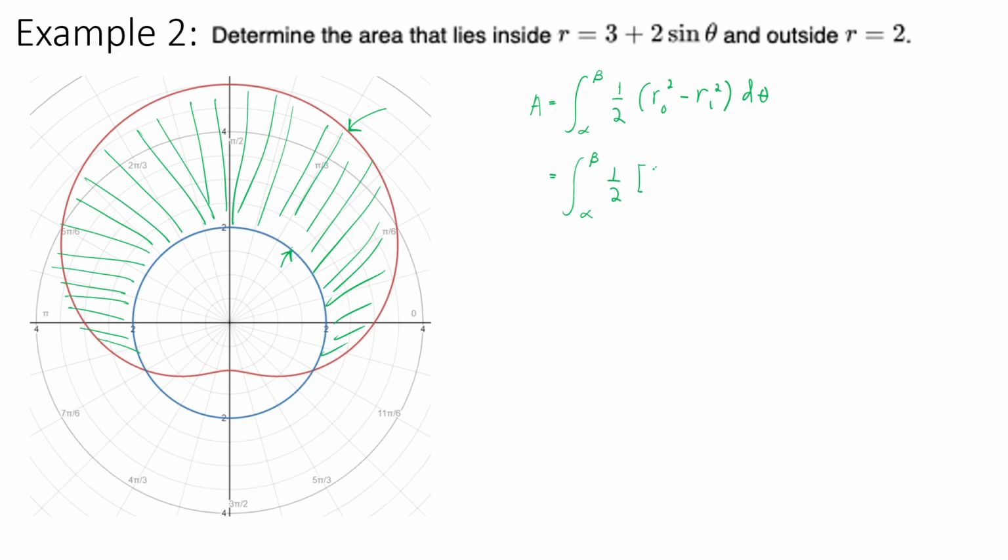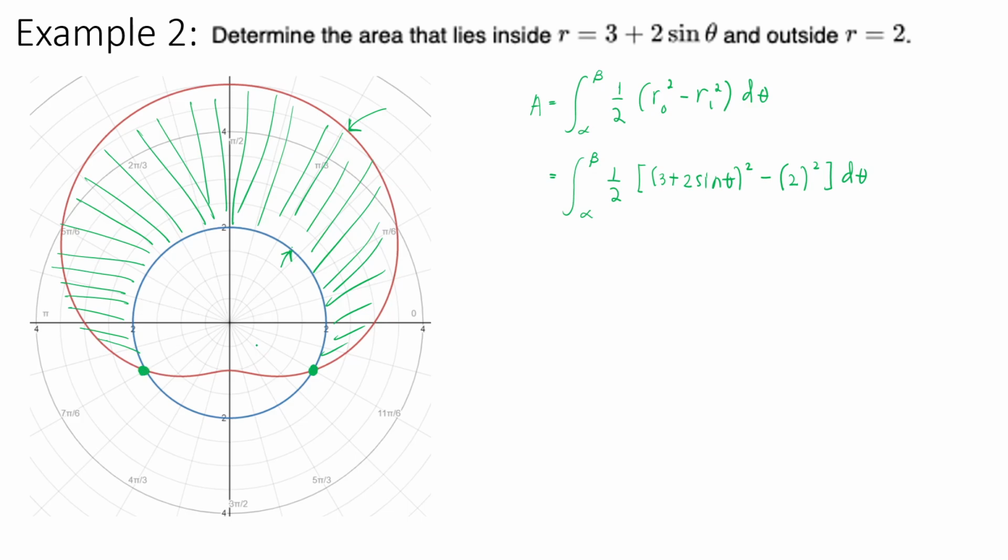So naamoy 3 plus 2 sine theta squared, and then minus 2 squared d theta. So our problem here is the limits of integration. If you look at the figure, where did that particular region start and end? If you look at the two graphs, they intersect at this point, or the points of intersection are at these locations.